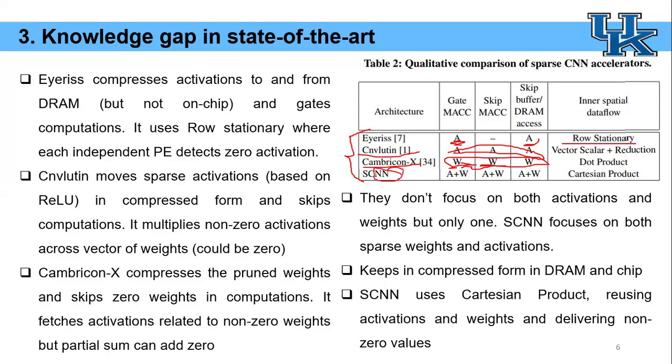But the SCNN, the paper that we're talking about, uses both activation and weights. And the other part is that it uses the compressed data, not only for the transmission of data, but also the processing. So all of the on-chip data will also be in compressed form, as well as in the DRAM. So that's kind of a good thing. And it also uses something called Cartesian product, which would optimize the multiplication part that we'll talk about later on. So it's a unique thing in that it uses both activations and weights.